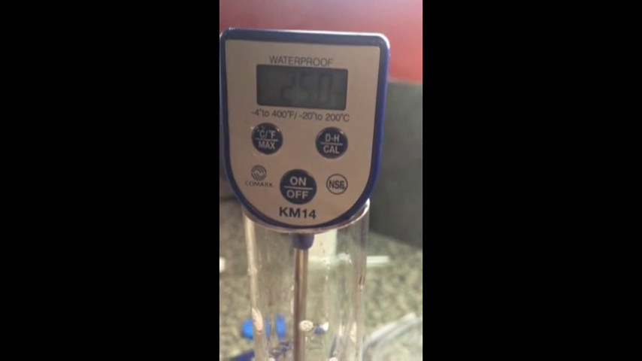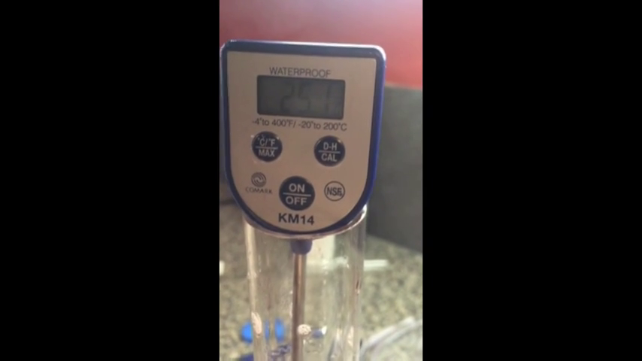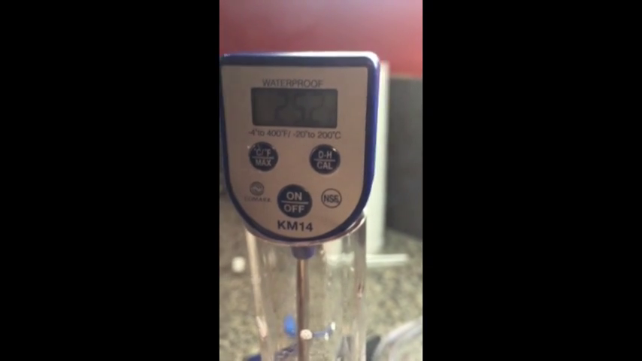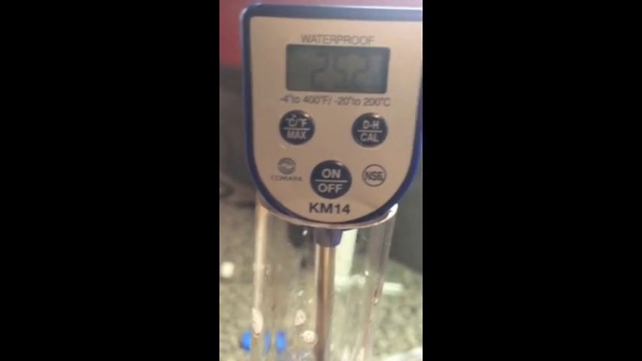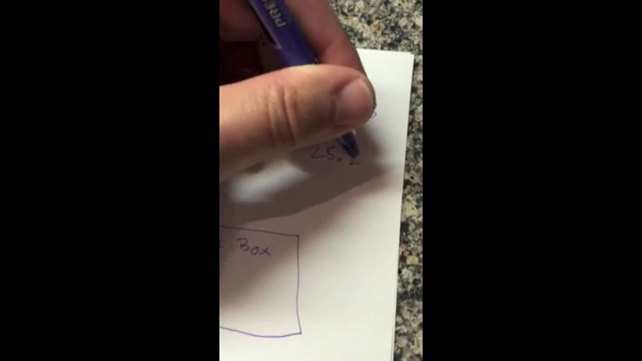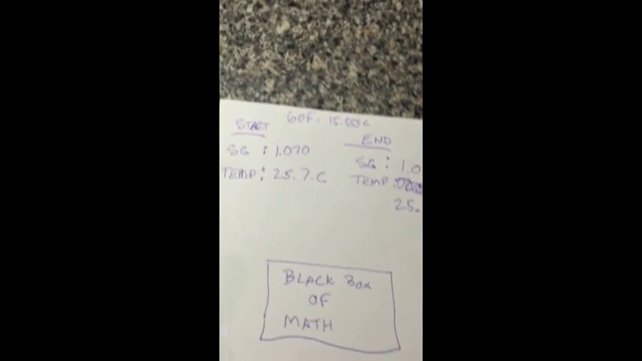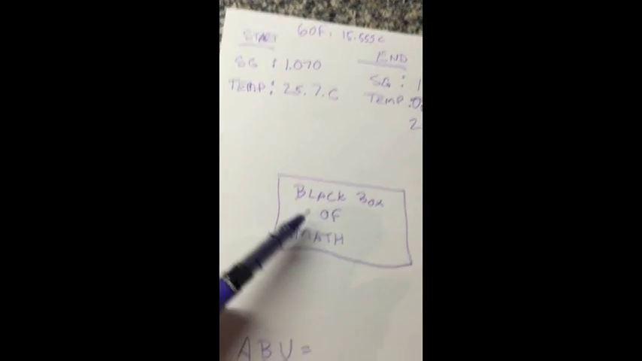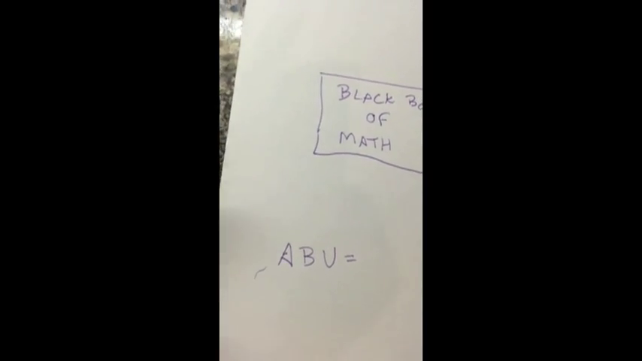So we are at 25.0, 25.1, 25.2. Oh, it's still going up. Do a quick little stir here just to see. 25.2 is what we'll use. 25.2 Celsius. So now we'll go over to the computer to do this part of it. Alrighty then.